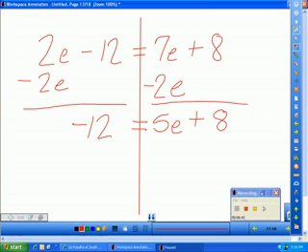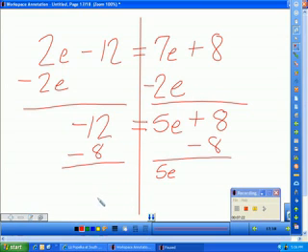When you are solving an equation, you have to undo the operations in the opposite order you would normally do them. So because order of operations says we would normally do the multiplication first, we're going to undo adding 8 first. To get rid of adding 8, you simply subtract 8. Going to bring down this 5e because that 8 and that 8 have canceled each other out. Because I subtracted 8 from over here, I have to subtract 8 from over here. Negative 12 minus 8 is negative 20.